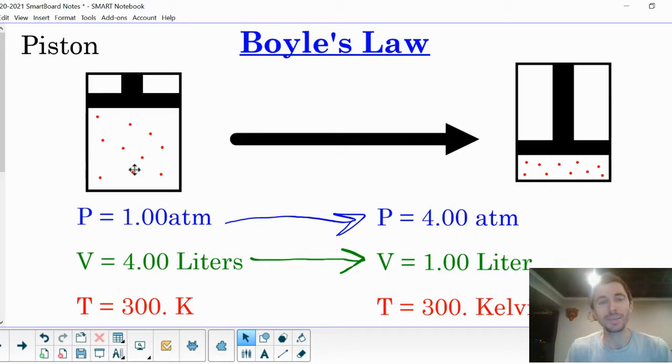Okay, so same thing here. 10 gas particles. There's more than 10 usually, but just for this example, there's 10. Shove them into a smaller space, and they exert more pressure. So they're more eager to get out. And if you were to go back, the gas expands and the pressure goes back down.